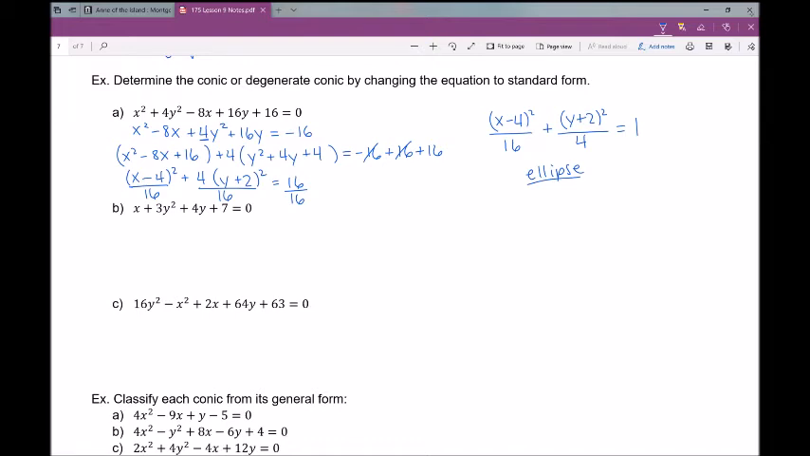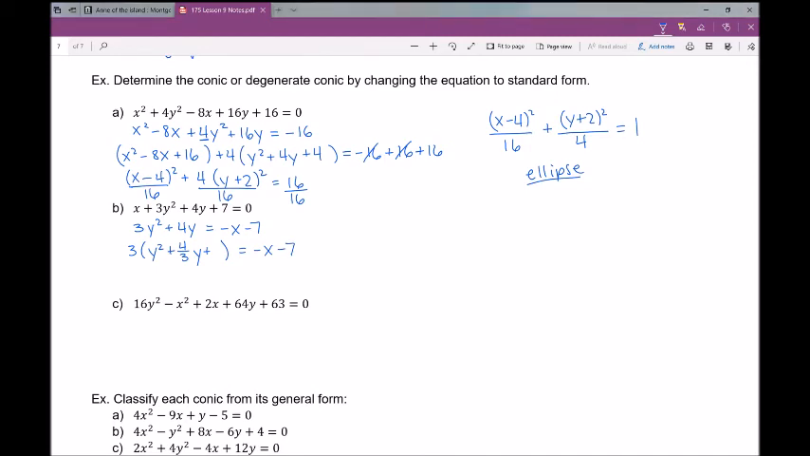Okay, so this time we only need to complete the square in the y's. Since I'm suspecting it's going to be a parabola, we're going to keep the y terms on the left side, and we're going to move everything else to the right side, like that. Now, because I have a coefficient on y squared, I need to factor it out of all of the y terms, so I get 3 times y squared plus 4/3 y, I'm going to leave a space, is equal to negative x minus 7.